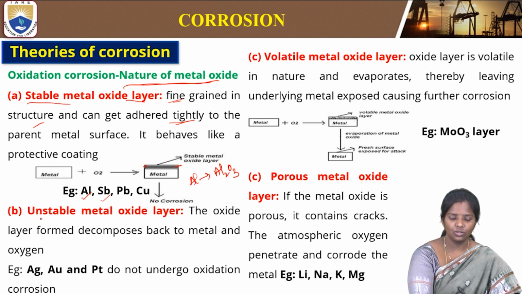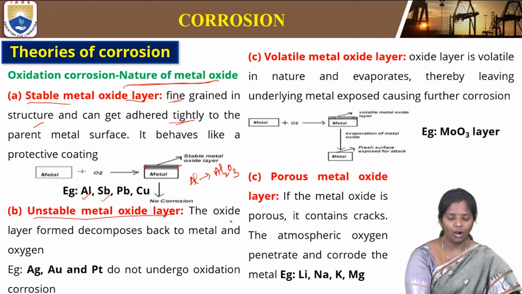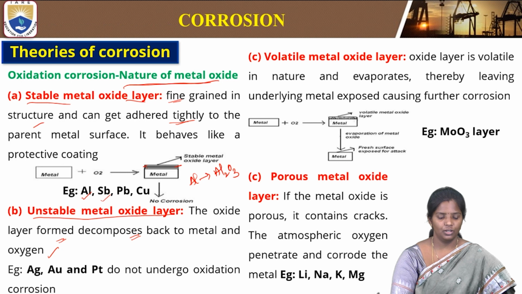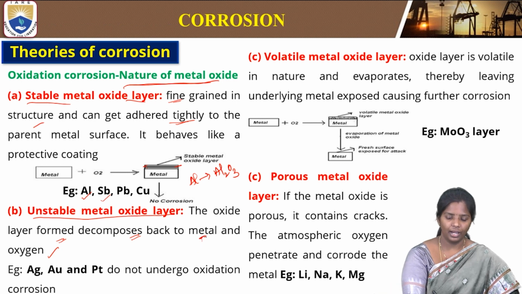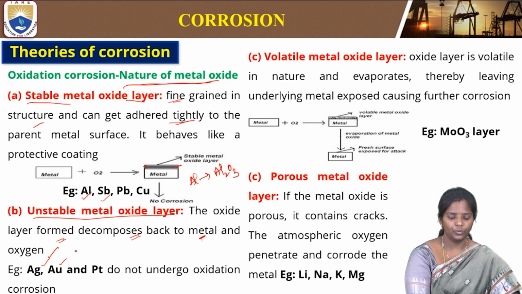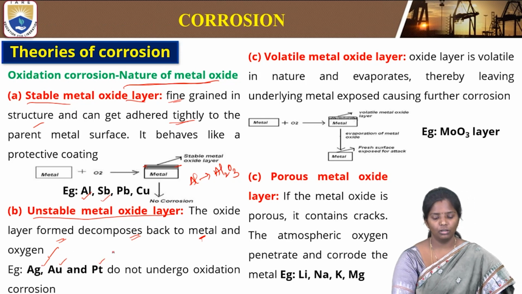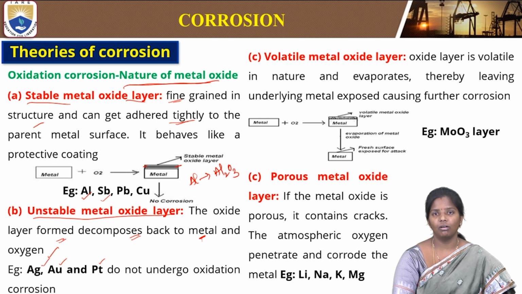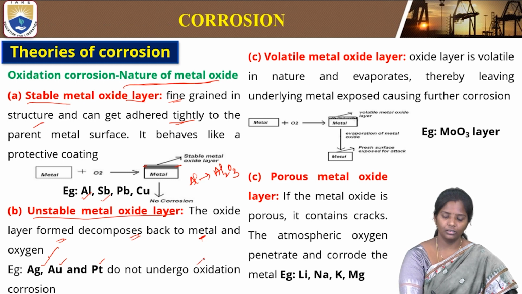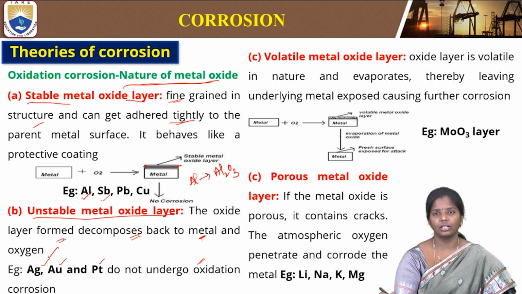Unstable metal oxide. What happens in the unstable metal oxide? The oxide layer formed decomposes back to metal and oxygen. By the name itself, we should understand that the metal oxide layer that is formed is unstable, so it will go back to metal and oxygen. Examples are silver, gold, platinum. They do not undergo oxidation or corrosion, so there is no further oxidation or corrosion.